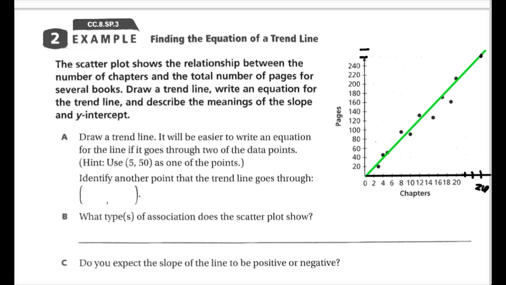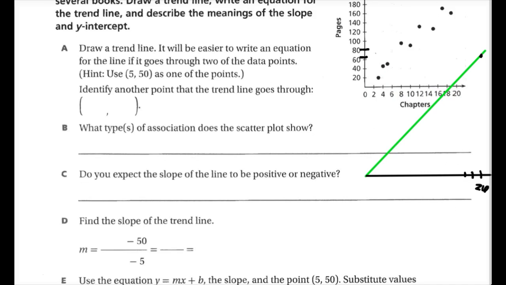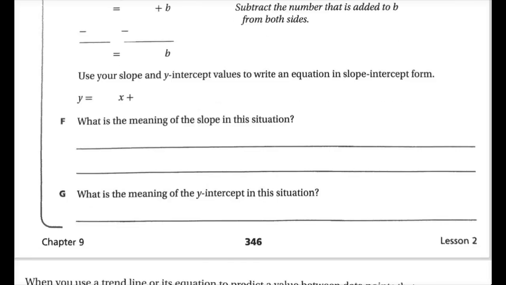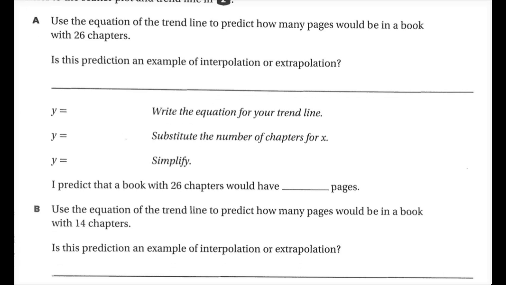According to my line, what could I predict at 26 just by looking at this line, not using an equation or any math like that, just kind of visually? I would guess it's probably about, for 26, maybe about 260, 265, something like that. So without doing any math, just taking a look at it, I would say, according to this, looking at A, how many pages would it be in a 26?